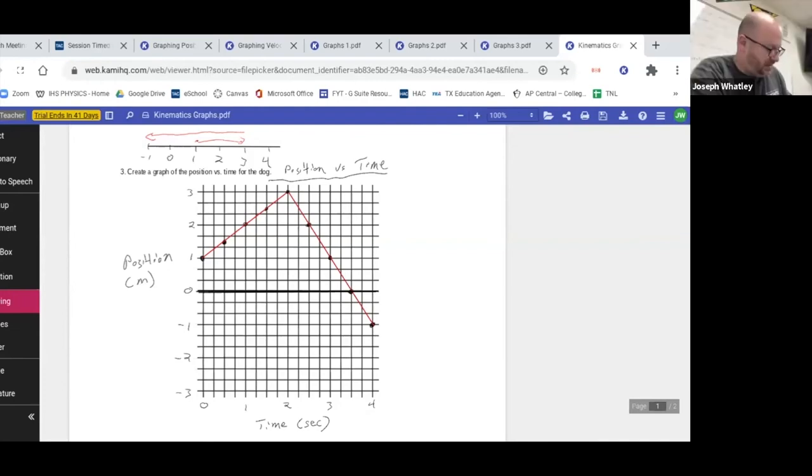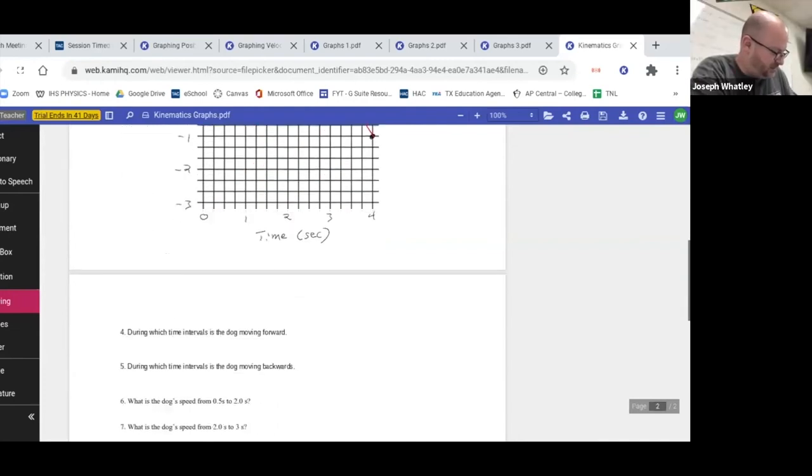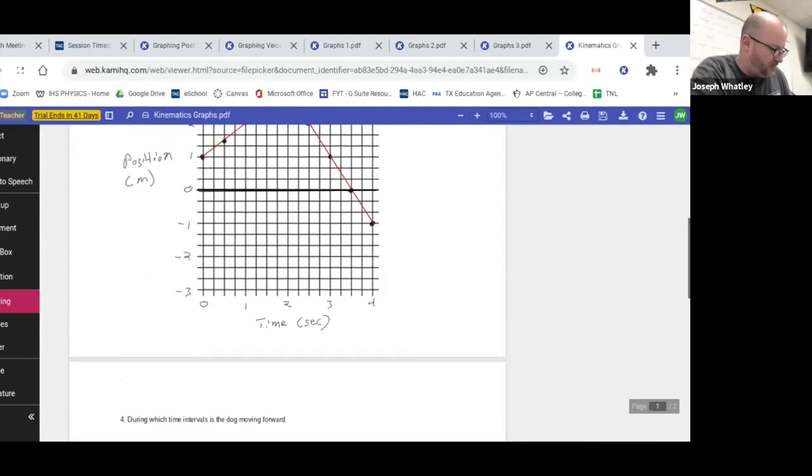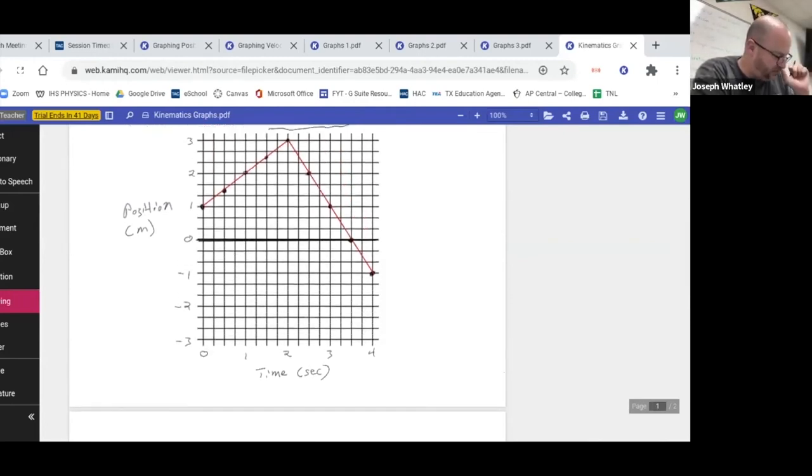All right, so that kind of walks us through that. Let's see what else we have on this page. During which time interval is the dog moving forward? So what time intervals is the dog moving forward? Let me scroll back so we can see it.